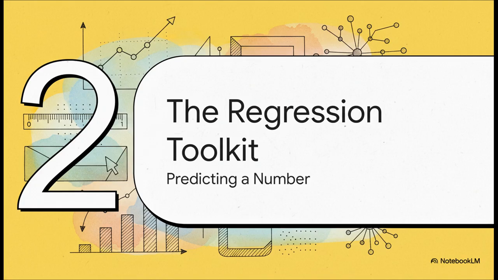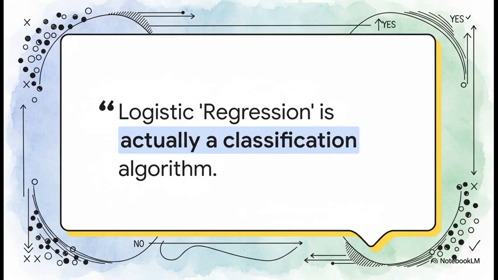This is all about predicting a specific continuous number. We're not asking if something will happen anymore. We're asking how much or how long. But first, we have to clear up a classic point of confusion.